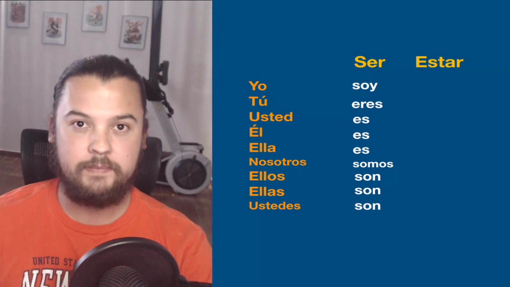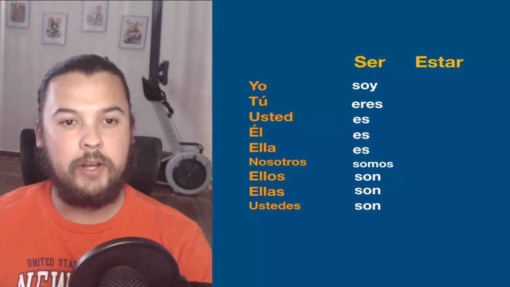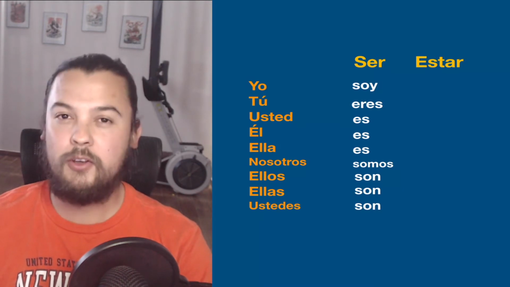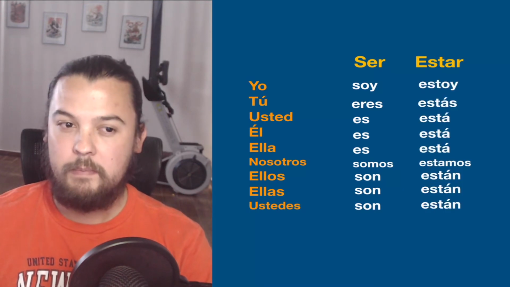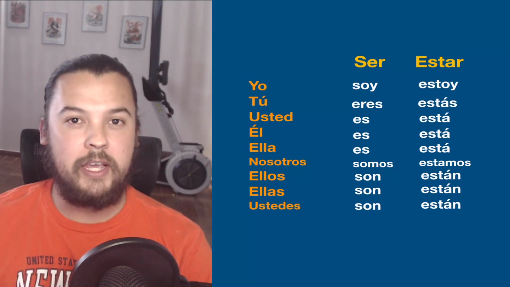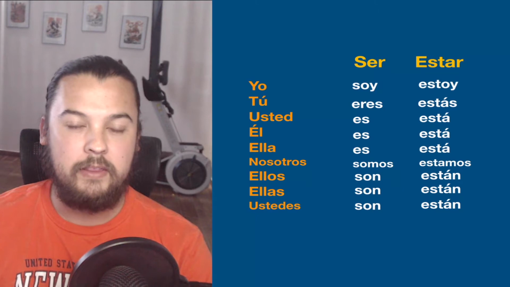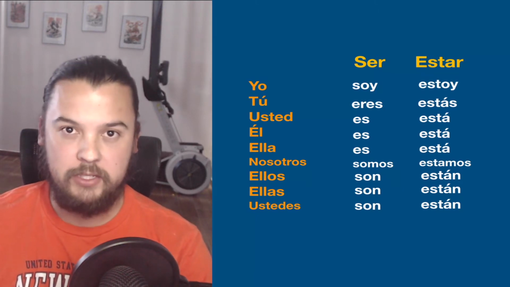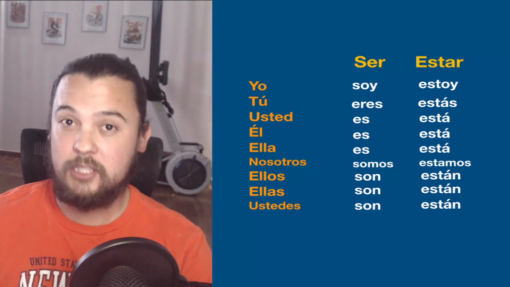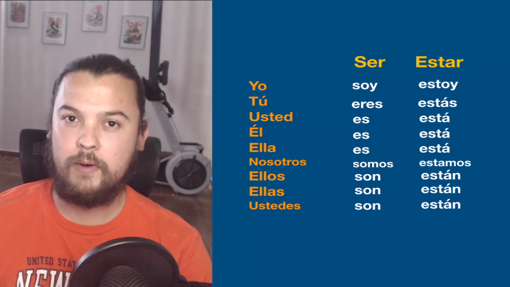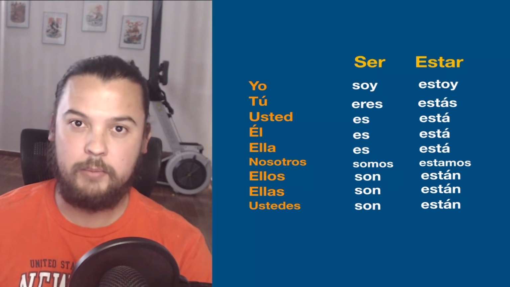and ustedes son. When it comes to estar, it is not really a total irregular verb, but it is considered one. When you conjugate it in the yo form, that is the one that is super different from the rest of them. So it's going to be yo estoy, finishing with a y, just like ser, instead of an o in normal verbs.